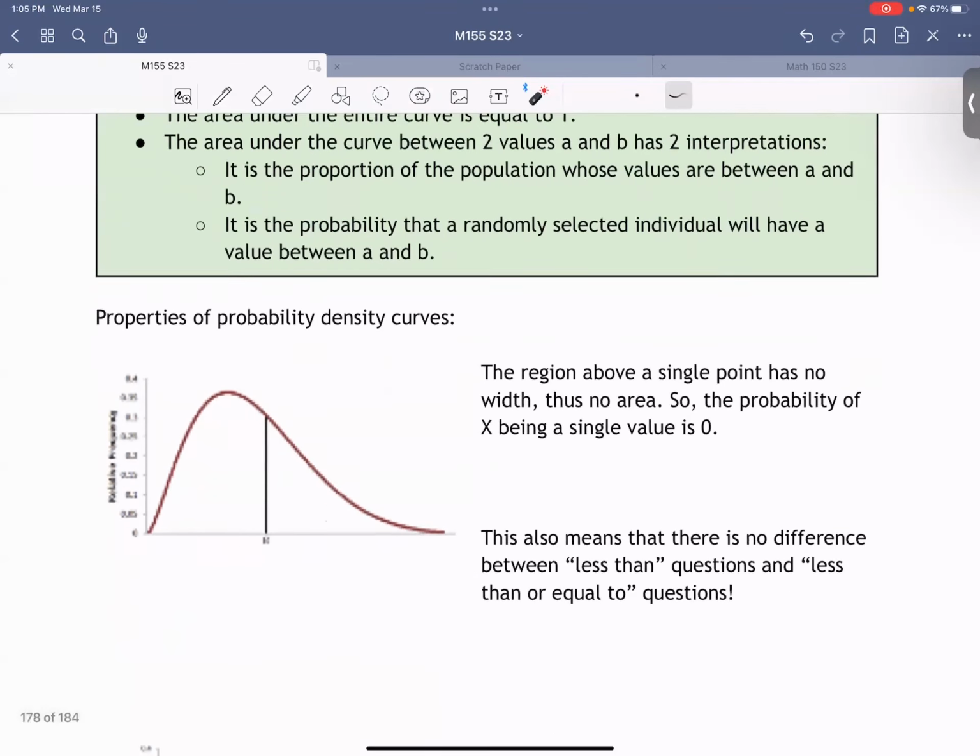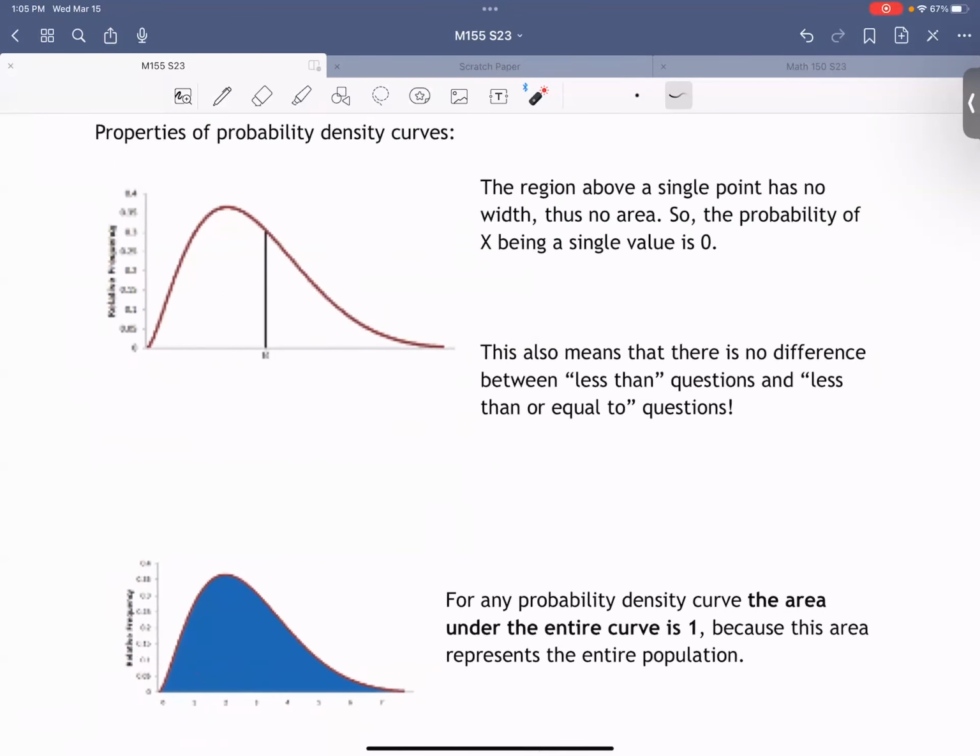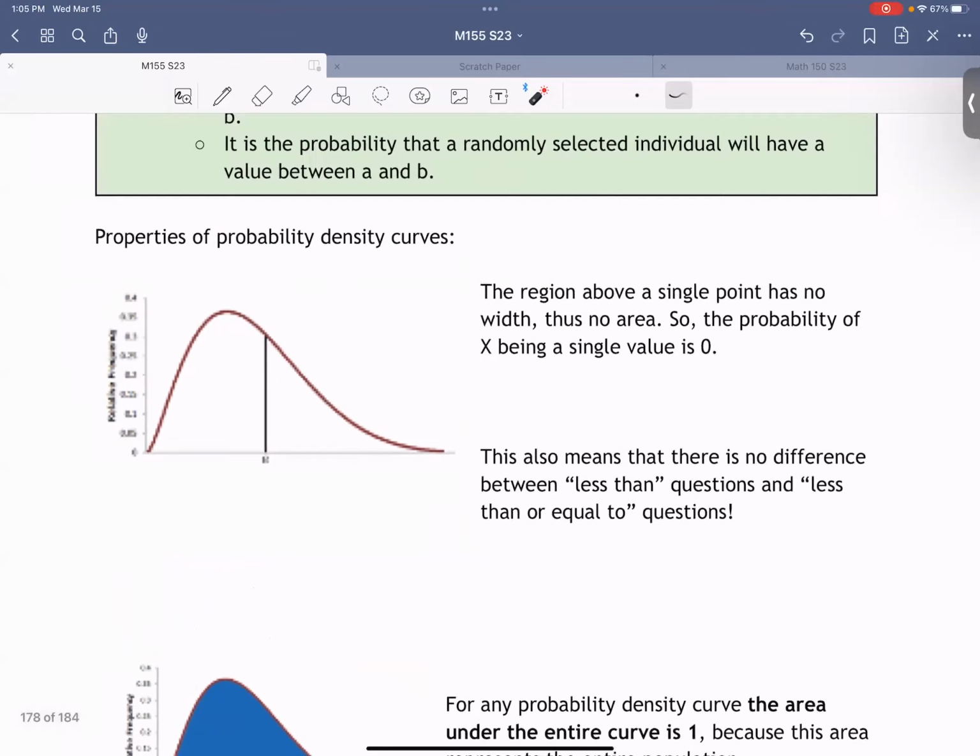Okay. Now, I'm going to talk about some properties of probability density curves. We're going to be a little bit abstract. If this doesn't make any sense, let's just wait until we do an example because it'll make a lot more sense then. But let's just go abstract right now. Let's say I have a probability density curve. It looks like this, okay?